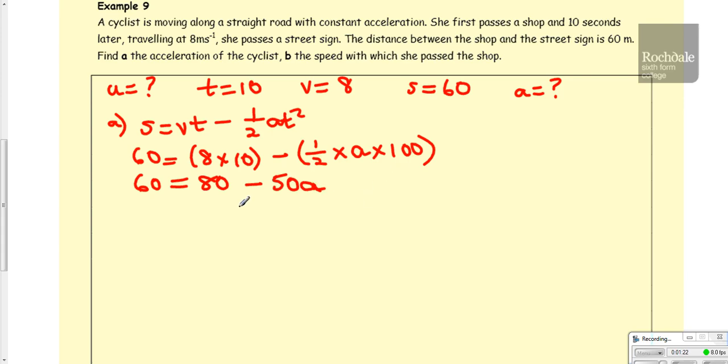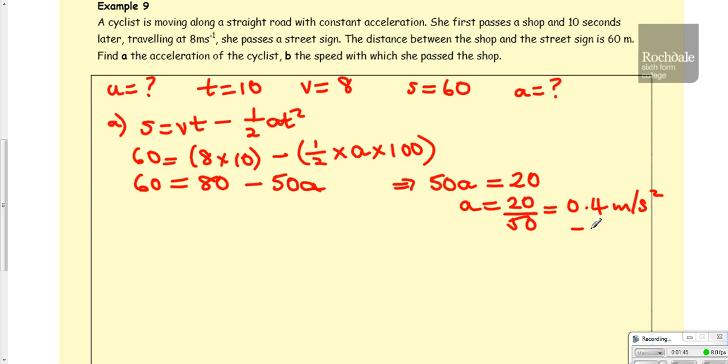Okay, so I'm going to rearrange this. I'm going to bring the 50a over onto the left-hand side to make it positive. And then if I bring the 60 over onto the right-hand side, we've got 80 minus 60, which gives us 20. And so a is 20 divided by 50, which works out to be 0.4. Units, because it's acceleration, will be metres per second squared.